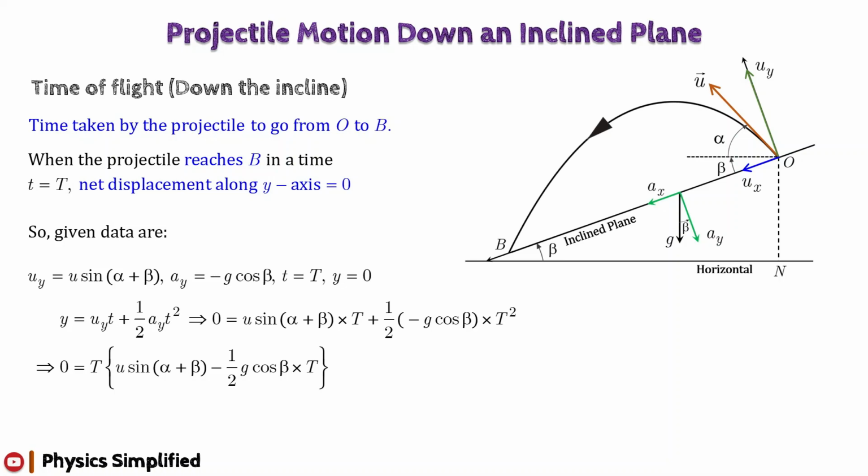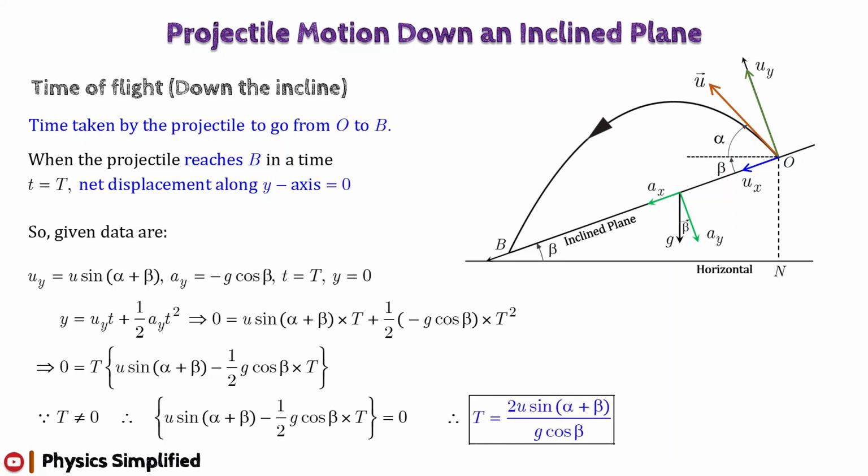So, the valid solution for the time of flight can be obtained from the equation u sin(alpha plus beta) minus half g cos beta times t is equal to 0. So, time of flight of a projectile down the incline is given by t equal to 2u sin(alpha plus beta) divided by g cos beta.